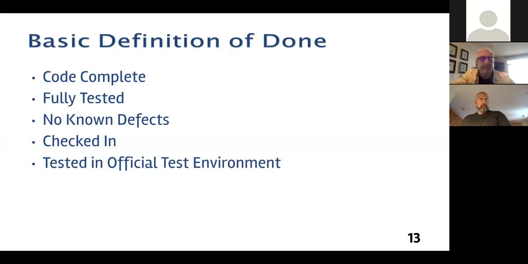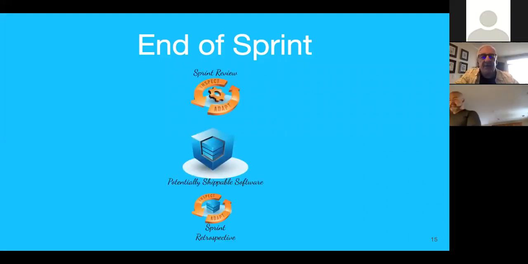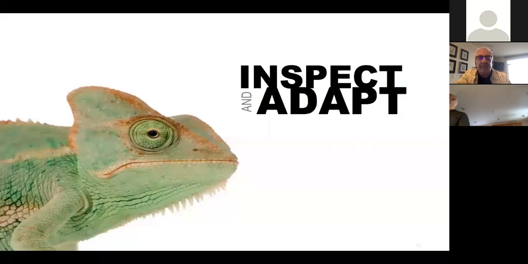Okay. Let's keep rolling here. I've got some questions queued for later. End of sprint, not end of discussion. At the end of sprint, we've got 3 things going on. We have potentially shippable software, we have the sprint review, and we have the sprint retrospective.